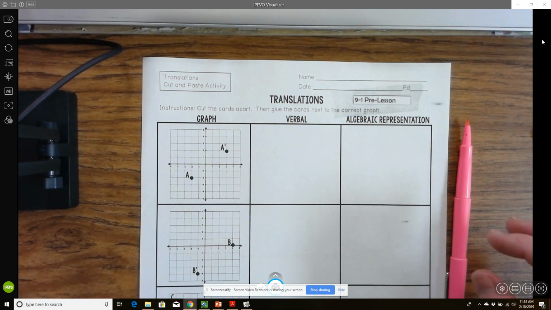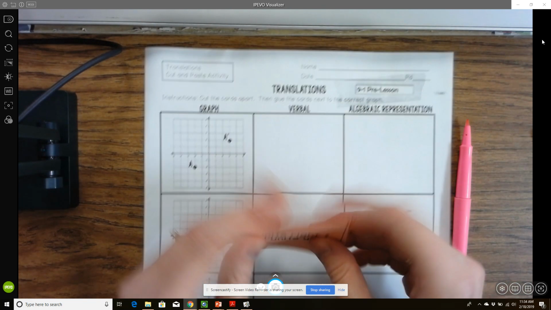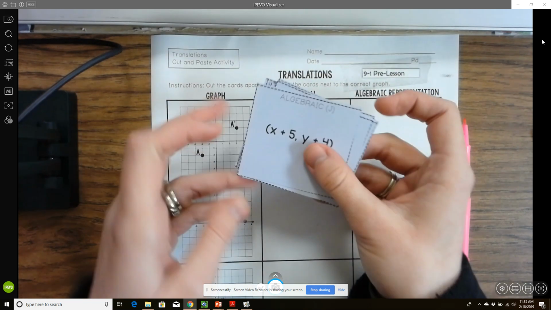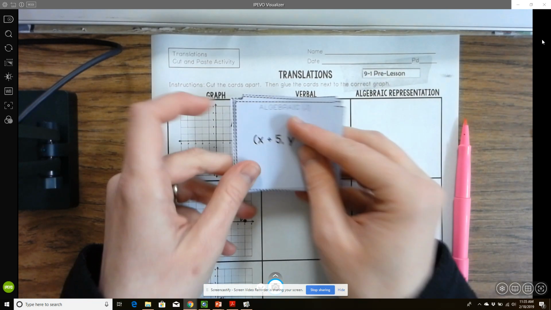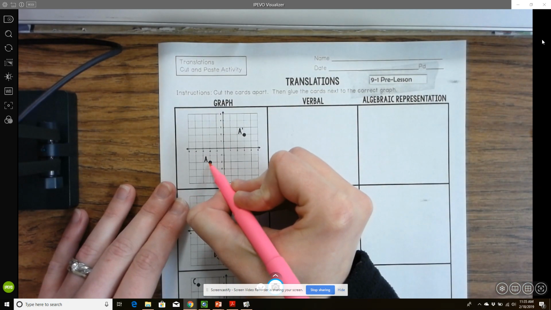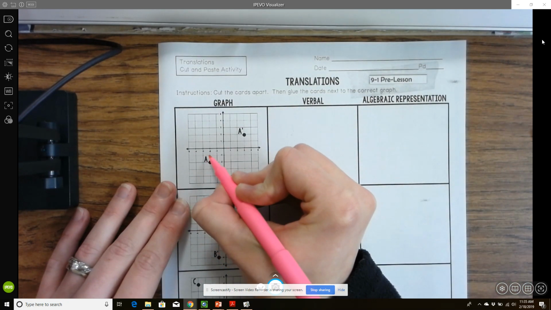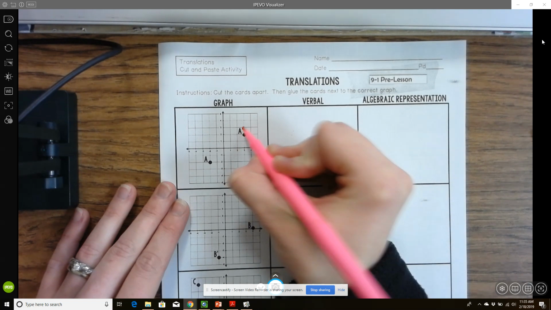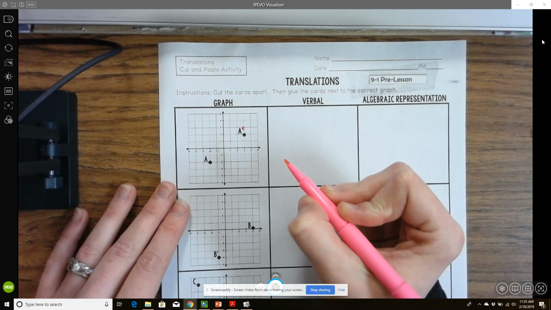And then the ones that are the pink or the salmon color, those are going to be your verbal, and they say verbal at the top. And then the purple ones are your algebraic, and they say algebraic at the top. So for here, remember that anytime we're moving, when it's just an A, that's our original, our pre-image. Anytime you see this apostrophe, that's our image. That's where we've moved it to.